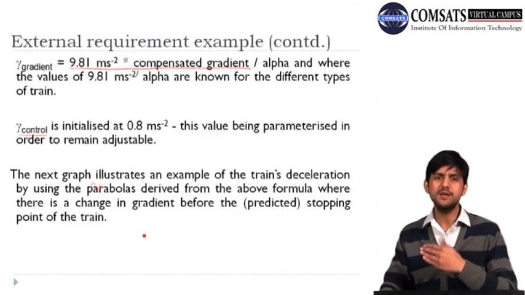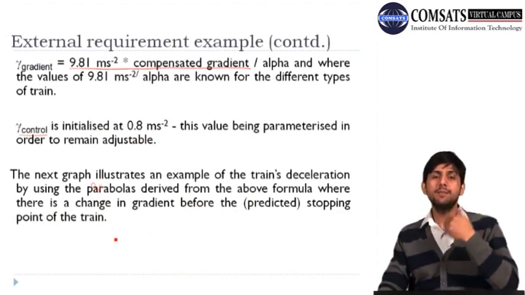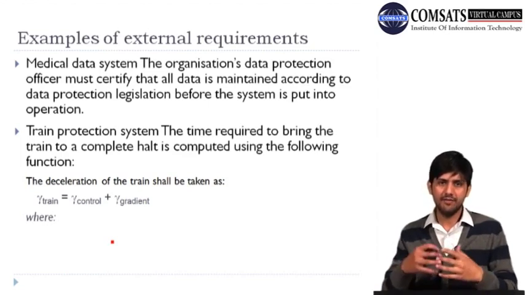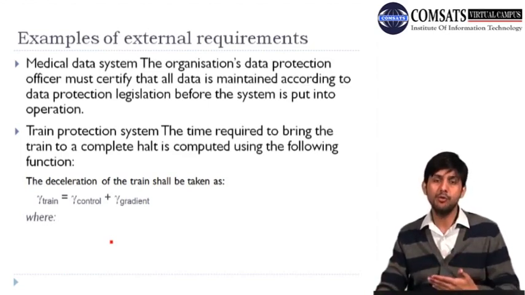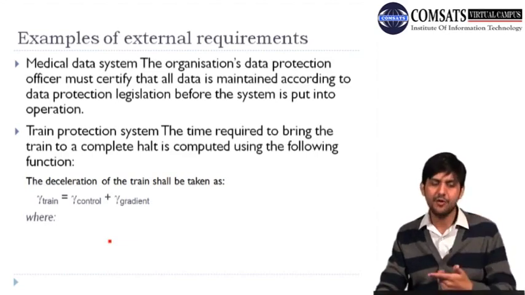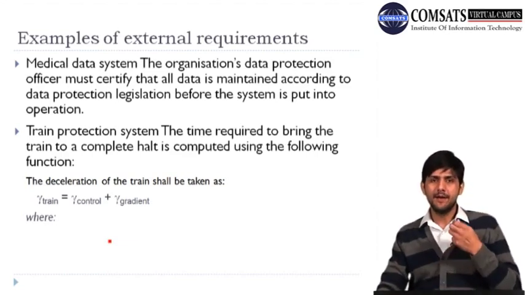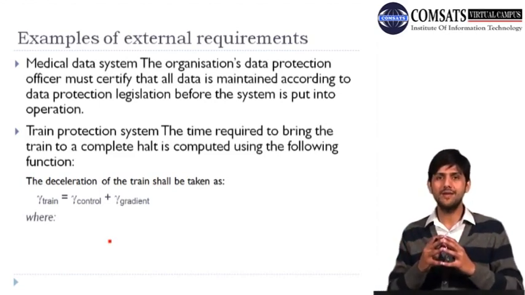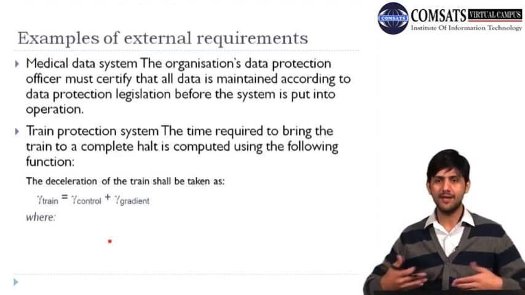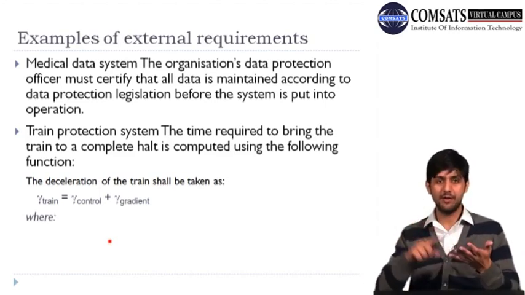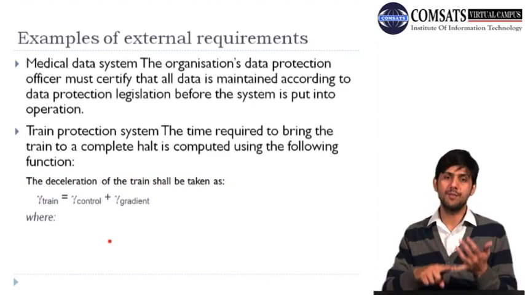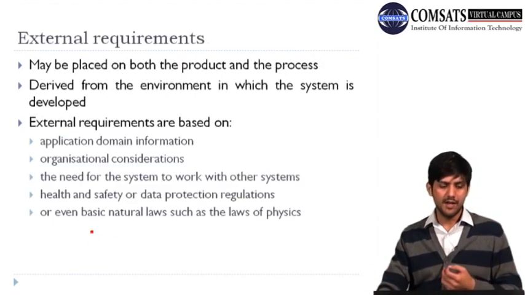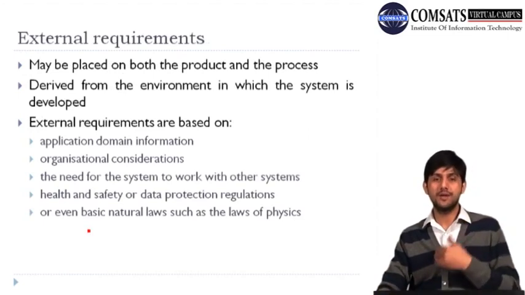What we are saying is that this information is particular to the application domain, right? It is not important that you understand the physics in this particular formula, but what is important to take from this slide is that the external requirements come from understanding of the environment in which the product is developed. We can get this understanding from application domain information, from any health and safety regulations that we have, and similarly from knowing what the organizational considerations are.